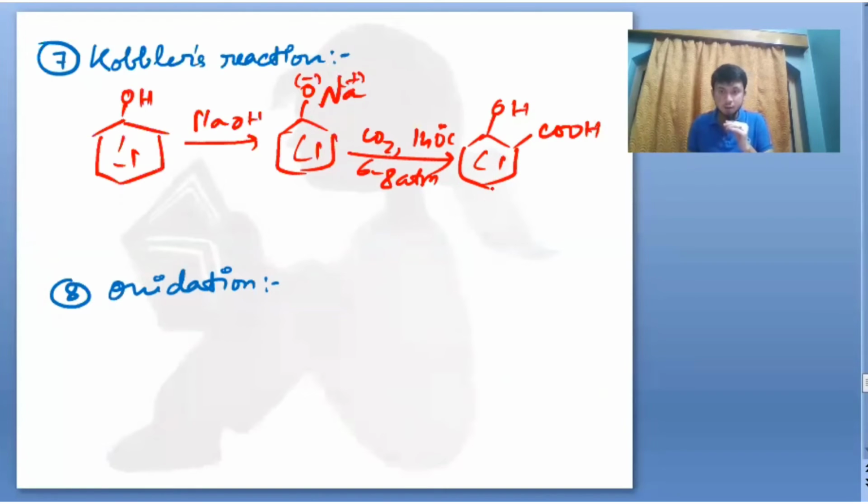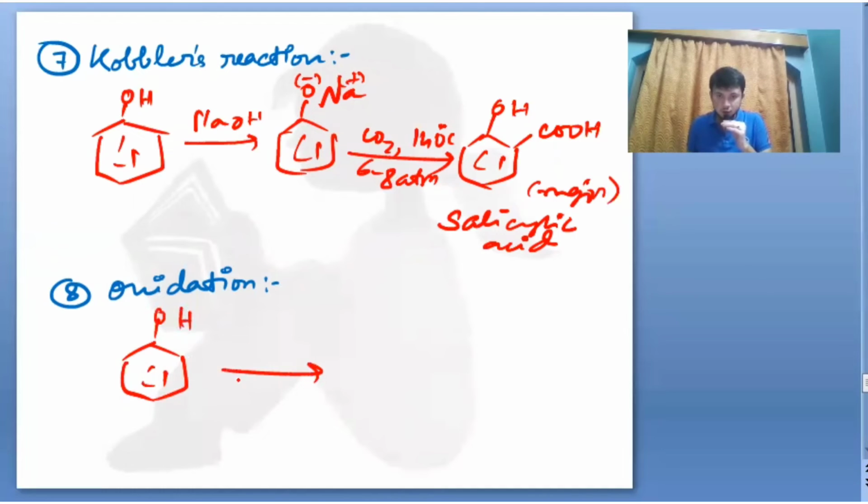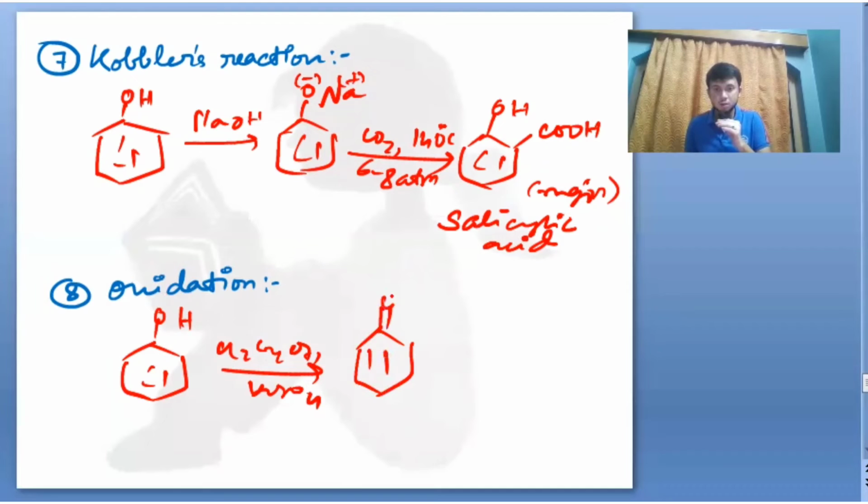In Reimer-Tiemann, it gives us salicylaldehyde, and in Kolbe's reaction, it gives us salicylic acid. Okay, so here it is also the major product. So you can guess what the minor product will be: COOH added at the para position. Next is our oxidation. For oxidation, we take K2Cr2O7 and H2SO4. Okay, so it gives us this.